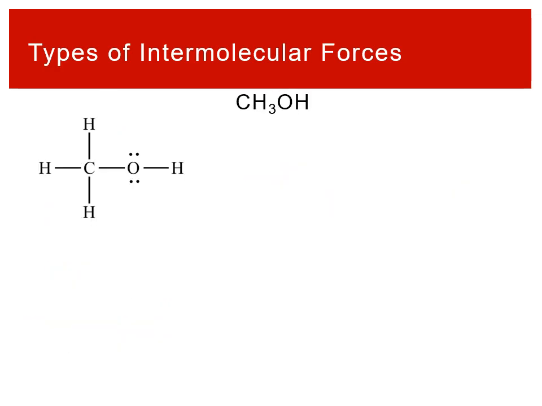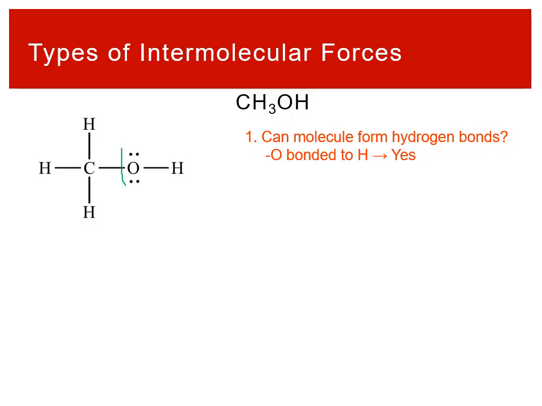CH3OH, we've got the Lewis structure here, comes from the condensed formula. Can this molecule form hydrogen bonds? Yes. The O is bonded to hydrogen. You can definitely form hydrogen bonds on this. Is it polar? Well, it's C and H like we saw previously, but now there's that oxygen in there, so we certainly would expect that it's probably polar because of that oxygen. Also, because it can form hydrogen bonds, once we know that, we are done.